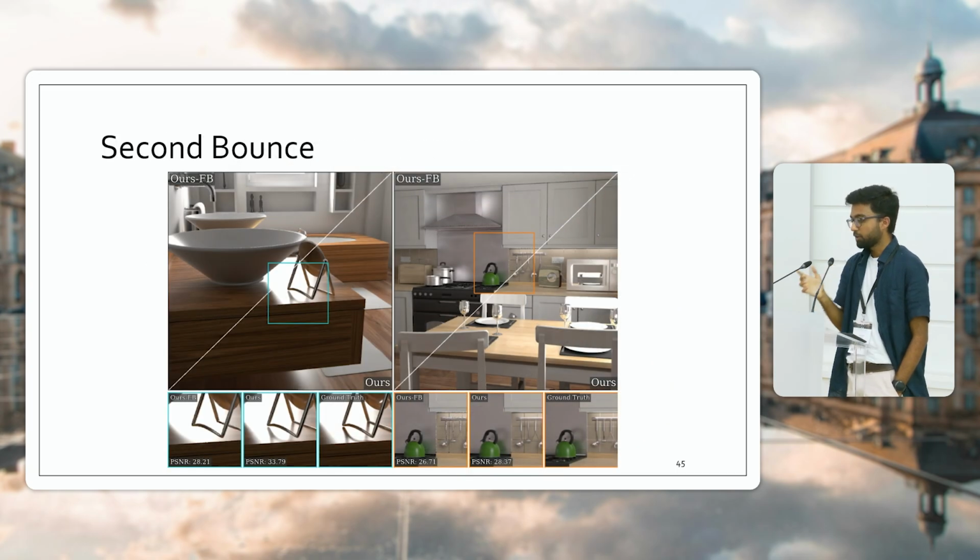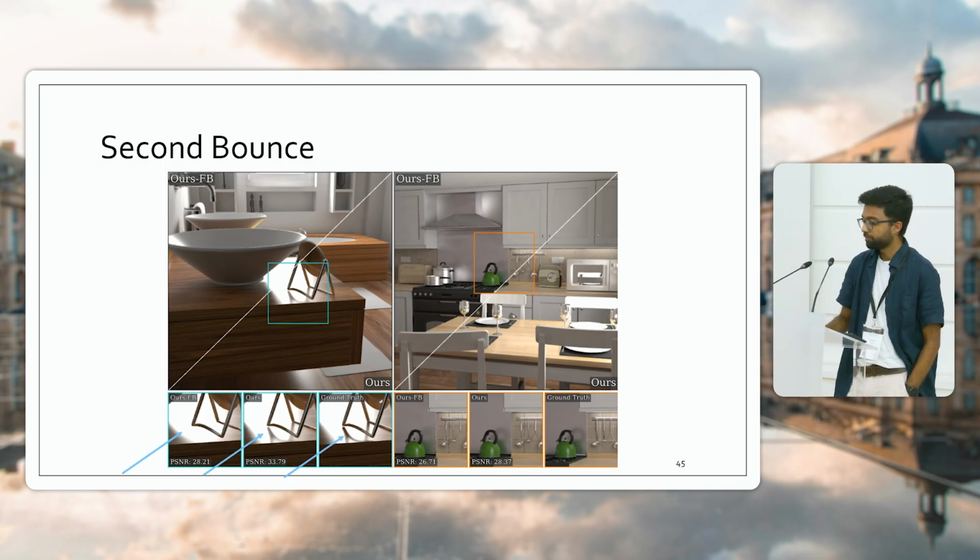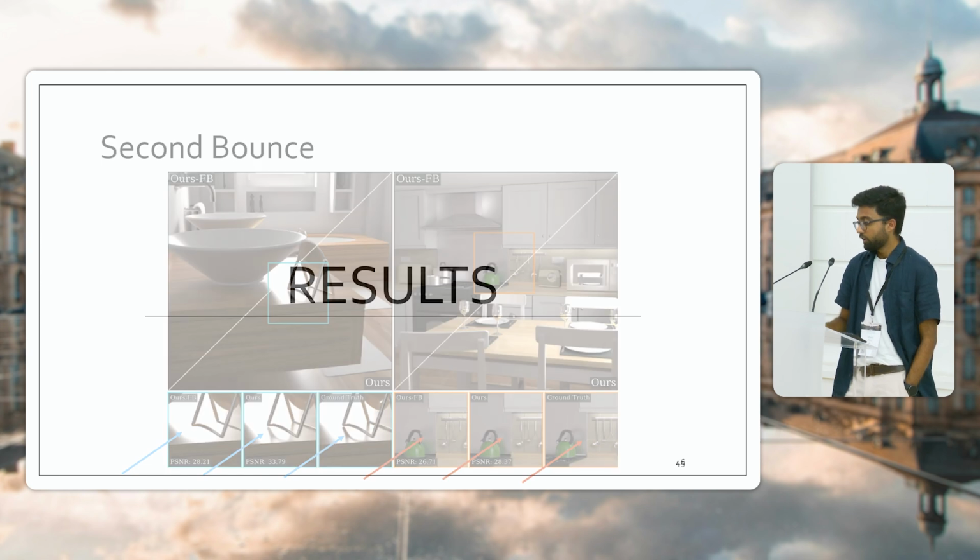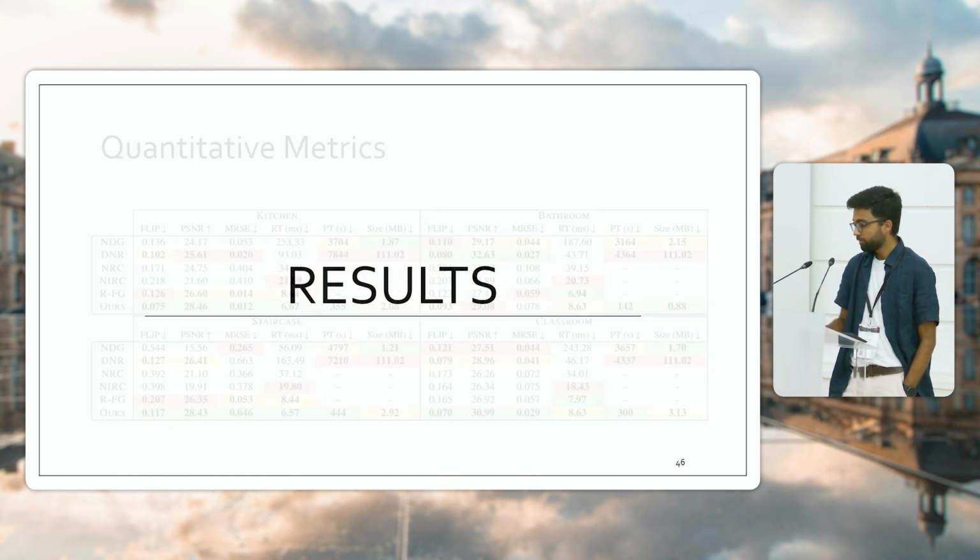So here we have an ablation on that. As you can see, the reflection of the mirror and the reflection of the kettle are better reconstructed with the second bounce. And with that, I will go to the results.